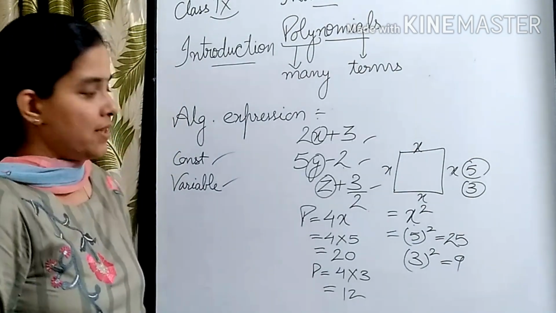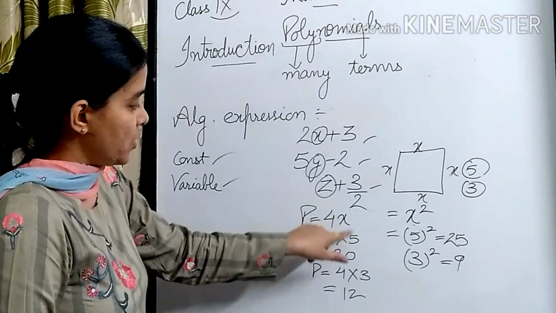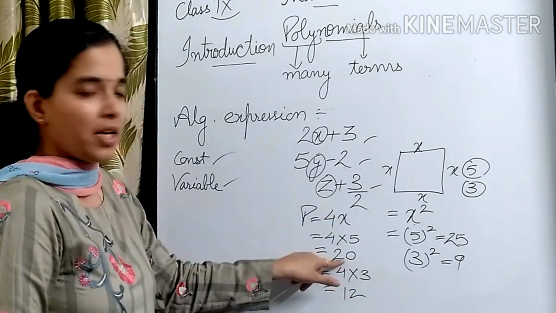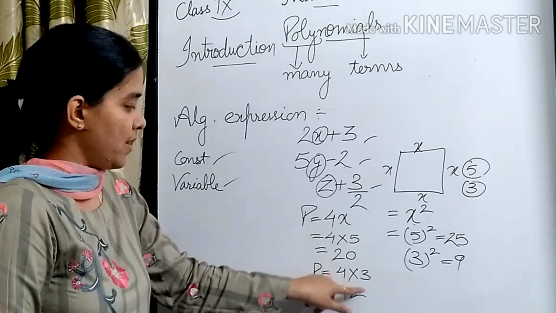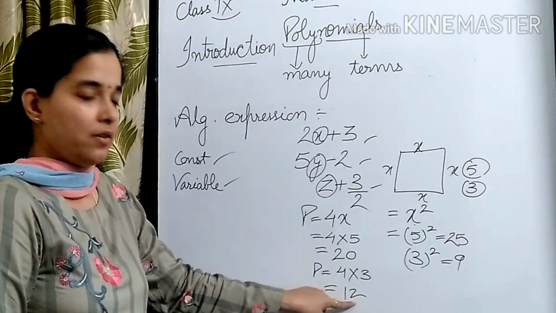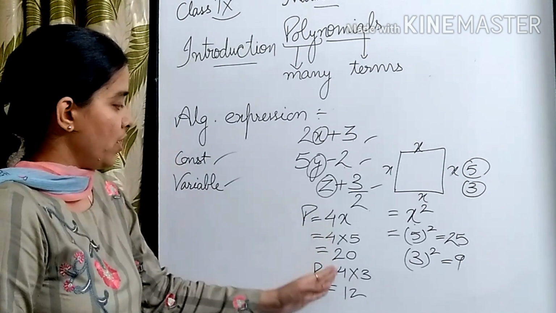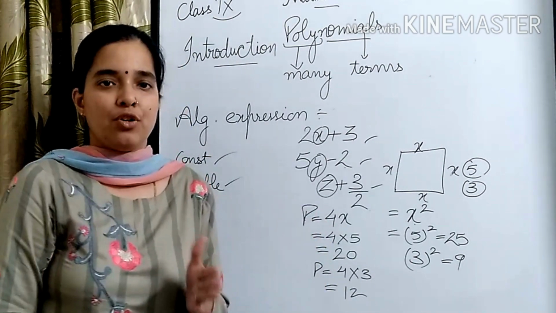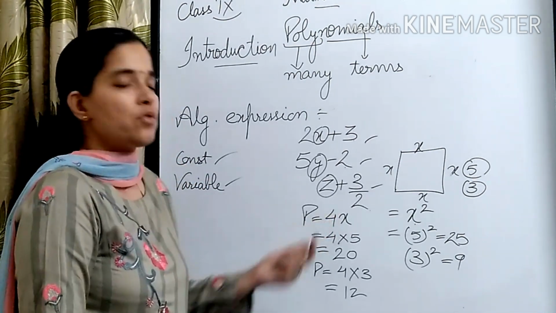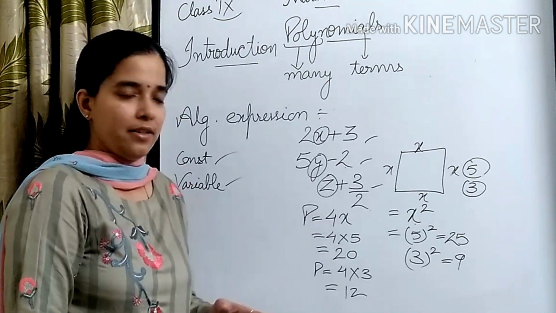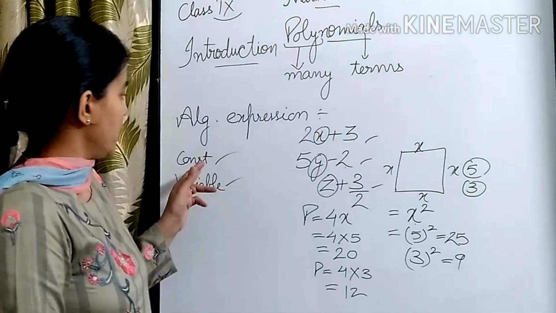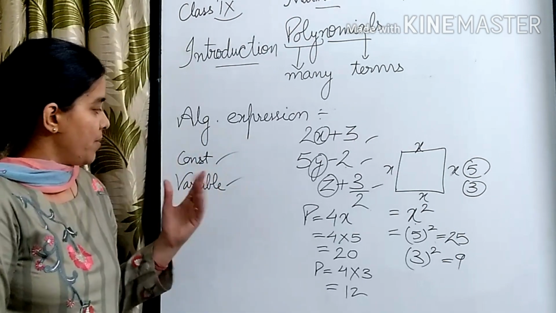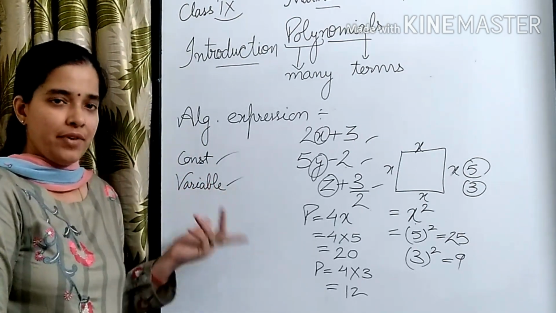So again we have seen that this x is changing with the situation. Whenever x is 5, the value is coming out to be 20. Whenever x is 3, the value is coming out to be 12. What is constant here? 4 is not going to change. But in this case, this 4 is the coefficient of x. We call it the coefficient of x, that I will take later. For now, you should know the difference between constant and variable. So these are algebraic expressions with constants and variables.